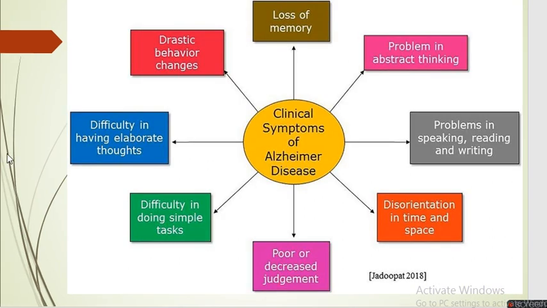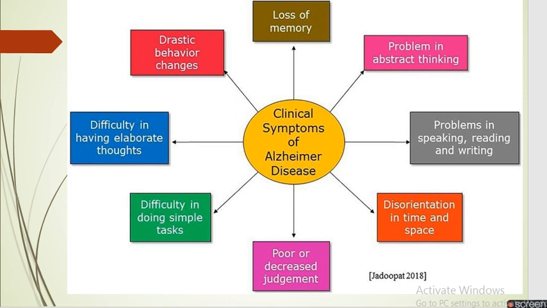So what are the clinical features? Now I'm talking about the clinical symptoms of Alzheimer disease. First of all, there is a loss of memory. Why? Because neurodegenerative changes happen in the neuron. Then there are behavior changes, drastic, sudden behavior changes. The patient is forgetting things. So this is a behavior change.